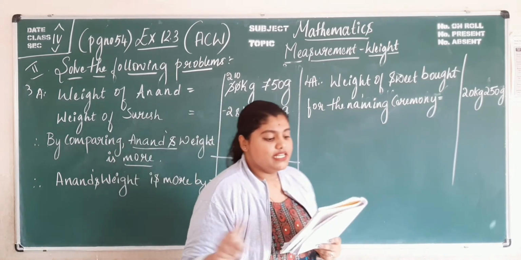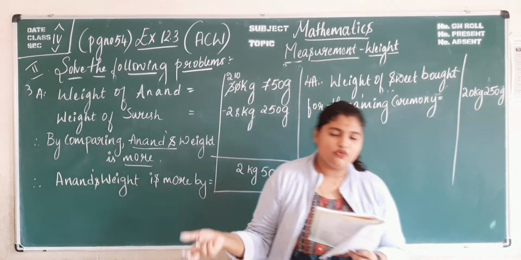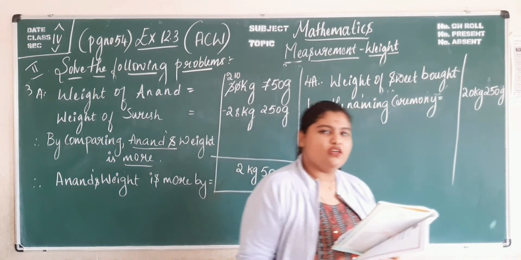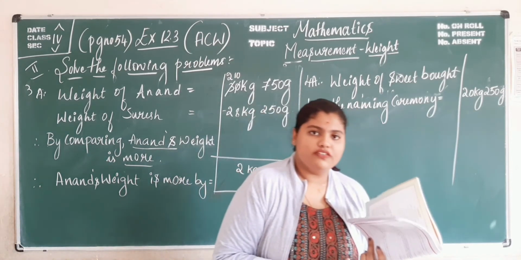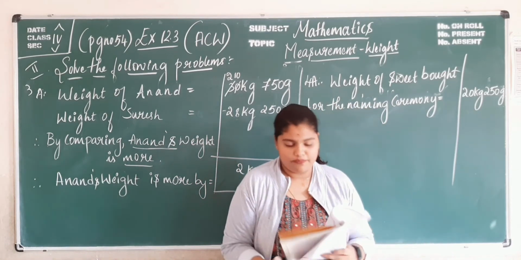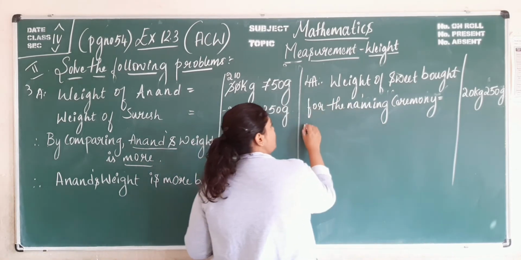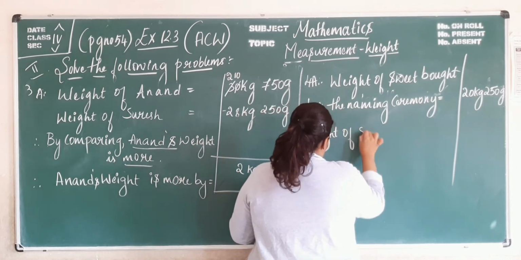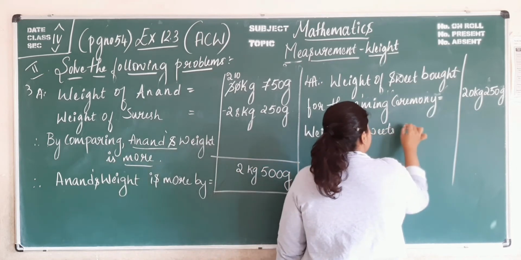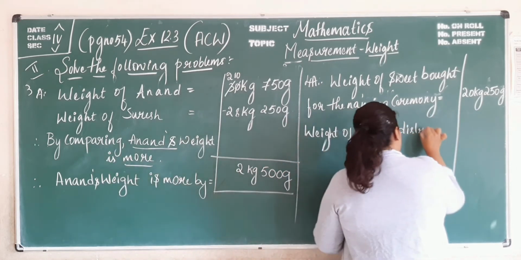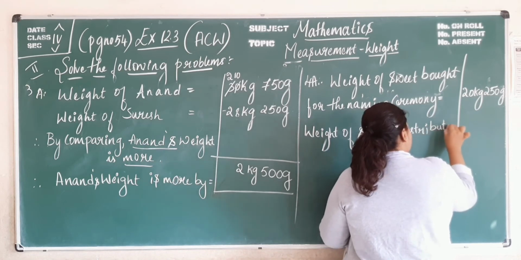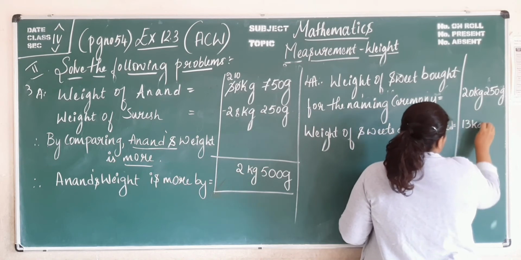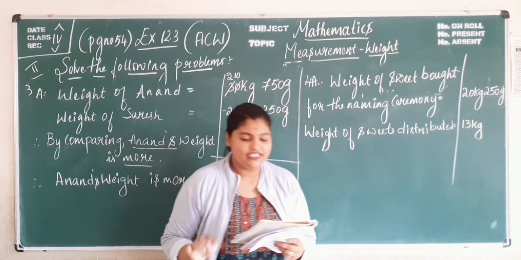From this, 13 kg of sweet was distributed. So what is the statement? Weight of sweet distributed, or quantity of sweet distributed. You can use both the words, quantity or weight. Both are the same. Weight of sweets distributed is equal to how much? 13 kg. So weight of sweet distributed is 13 kg.